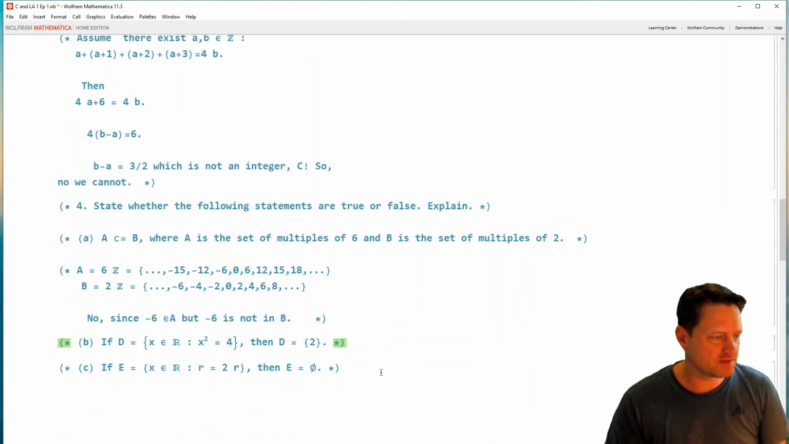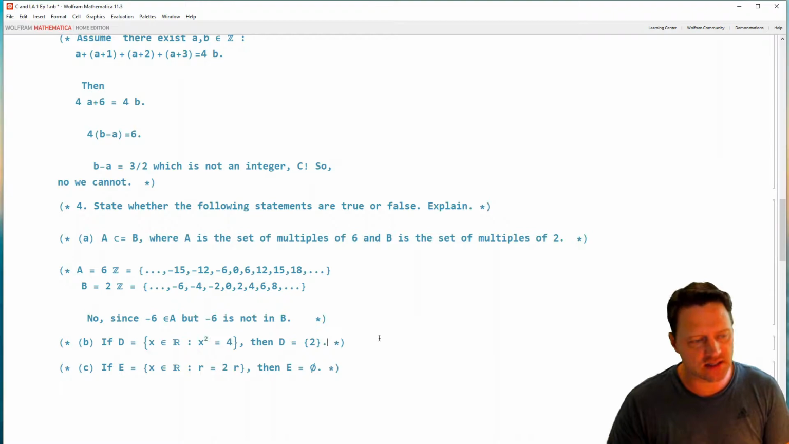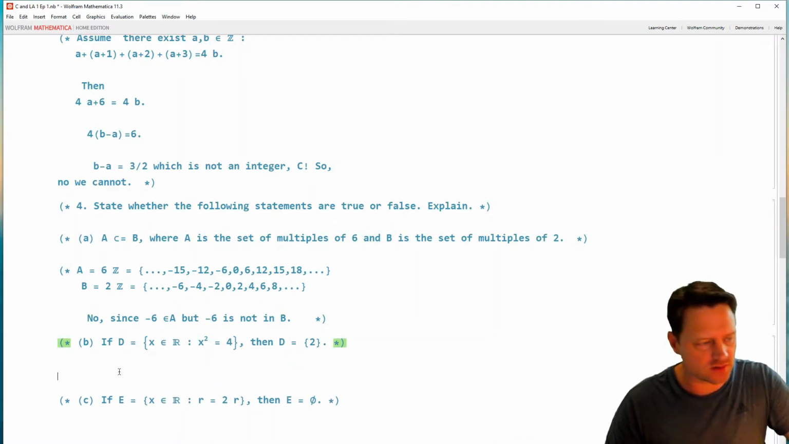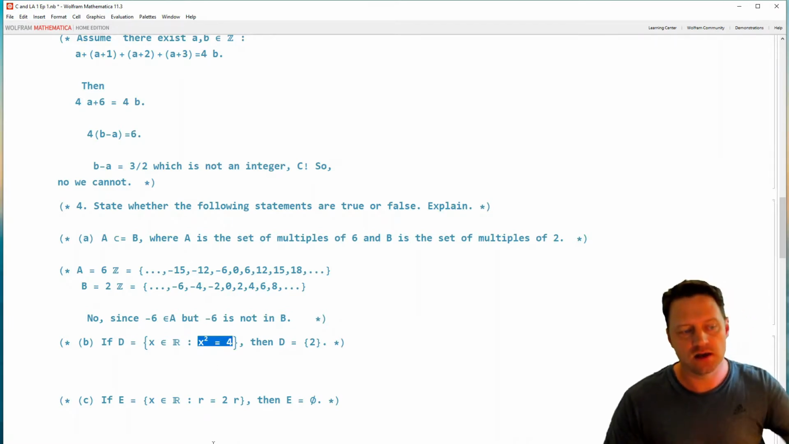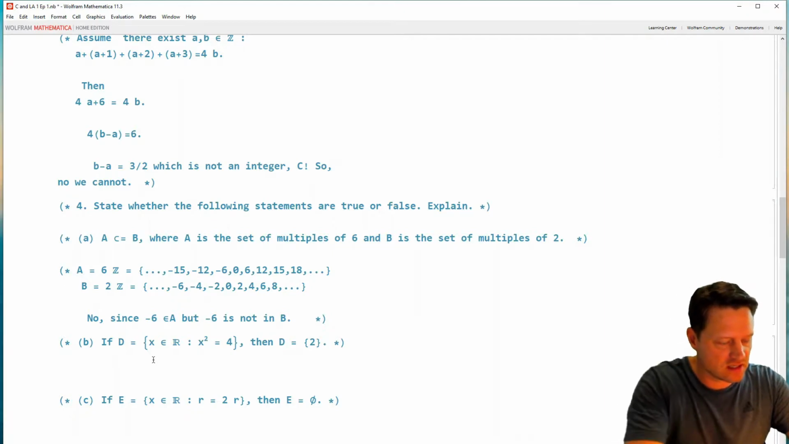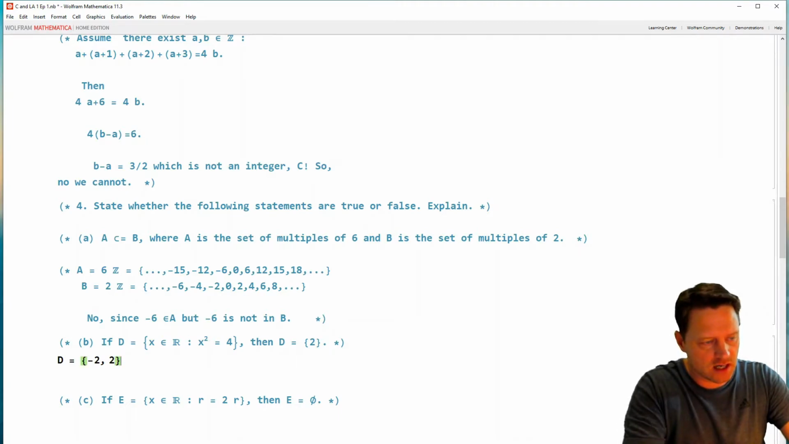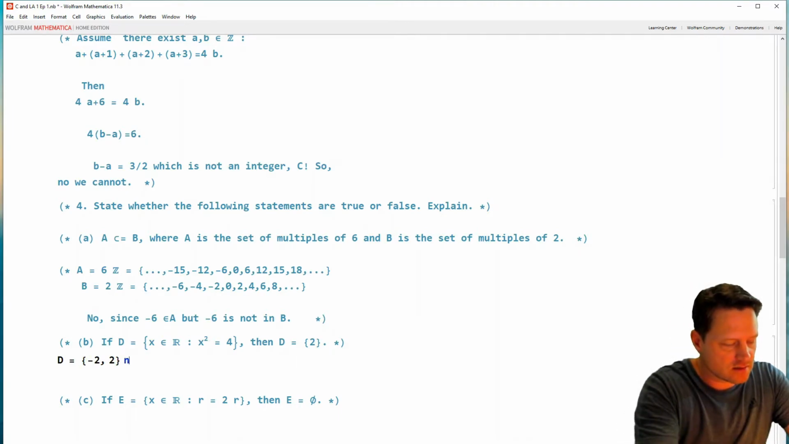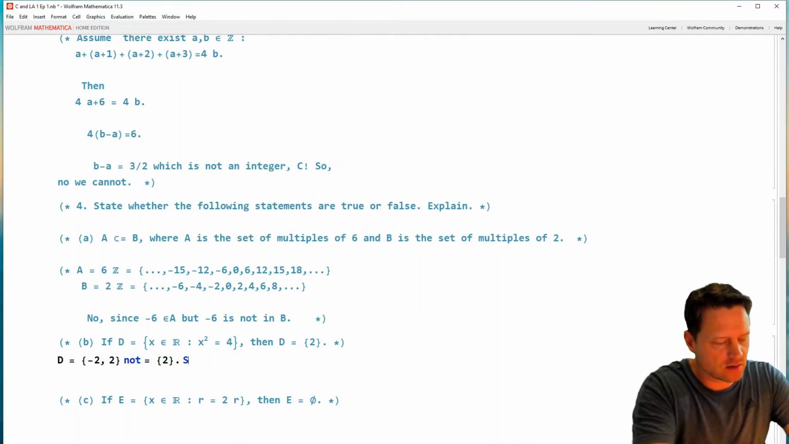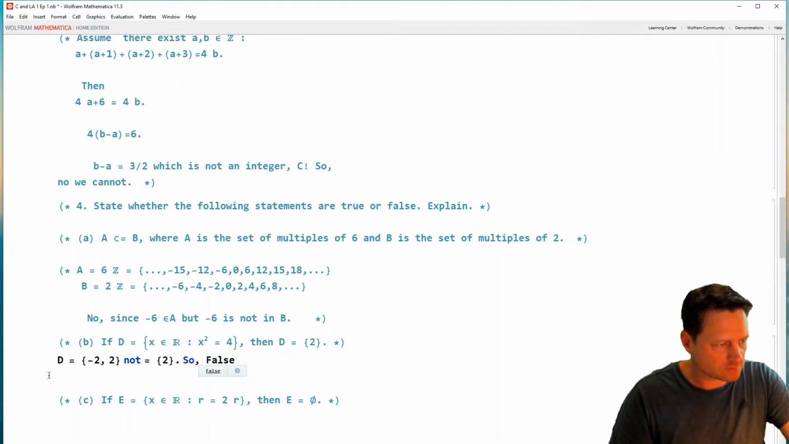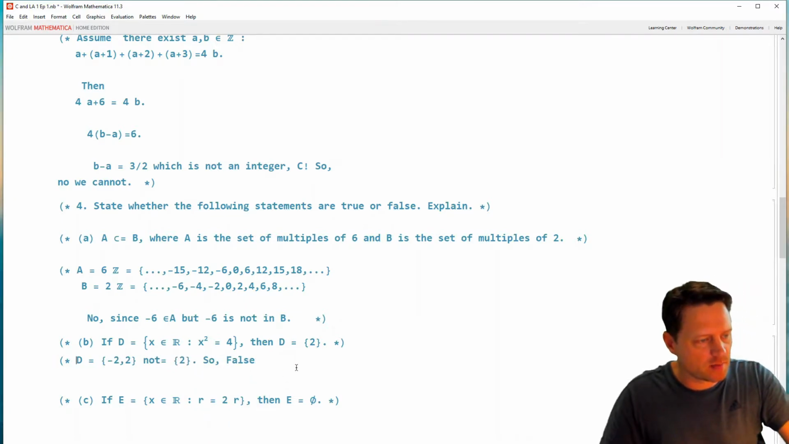Okay, next one. If D is equal to the set of all real numbers x such that x squared is 4, then D is equal to the set containing 2. Well, this is clearly false, right? Because if we just solve this equation, then we get x is plus or minus 2, and both of those are real numbers, so D is equal to the set containing minus 2 and 2, all right? And this is different from the set. So I'll put not equals the set containing 2, so false. All right, and this is also a comment.